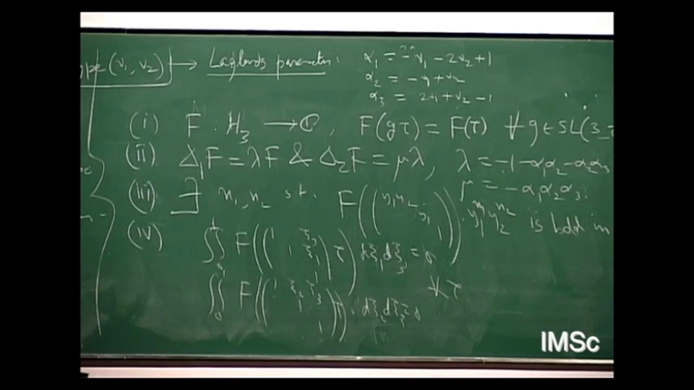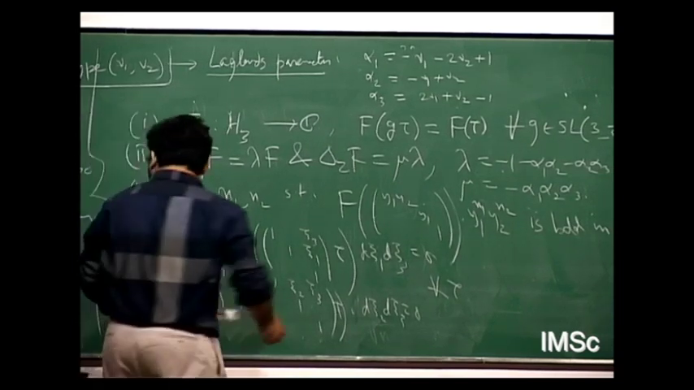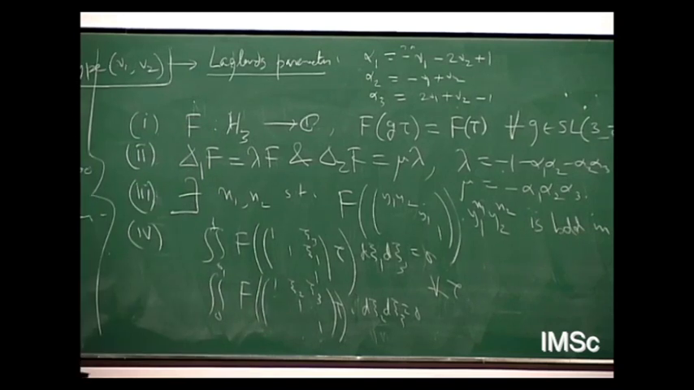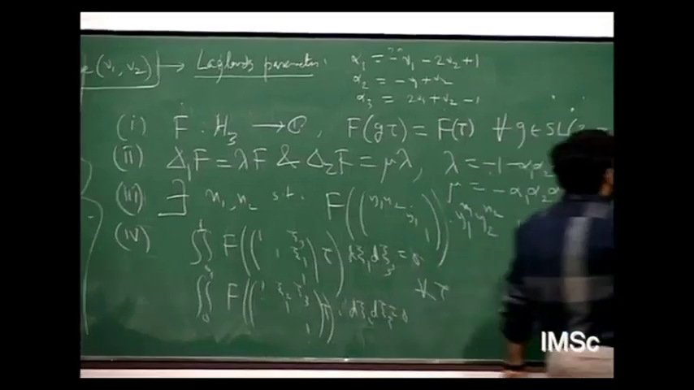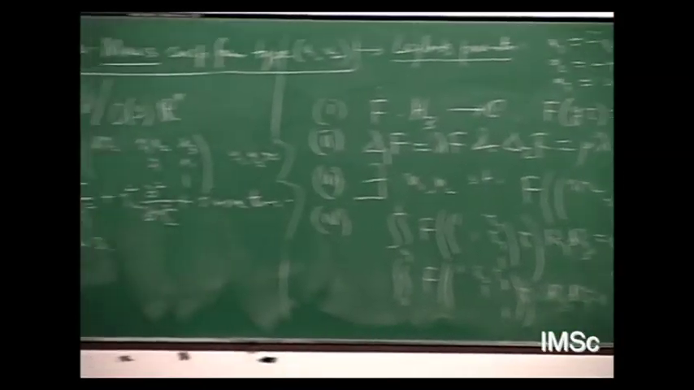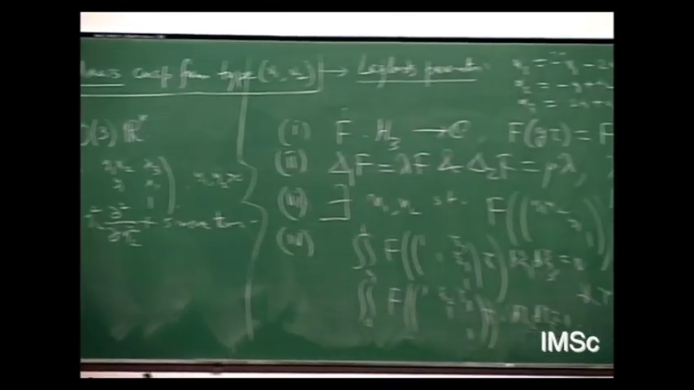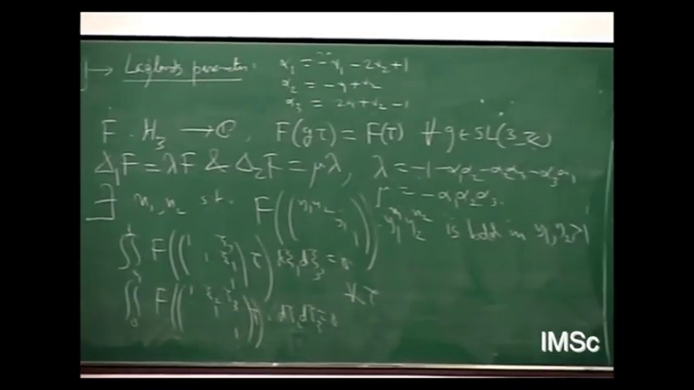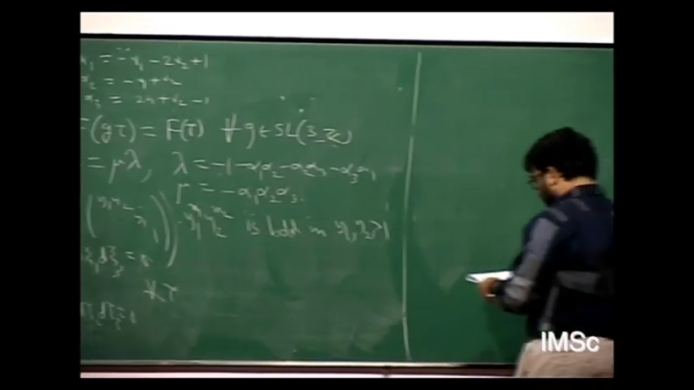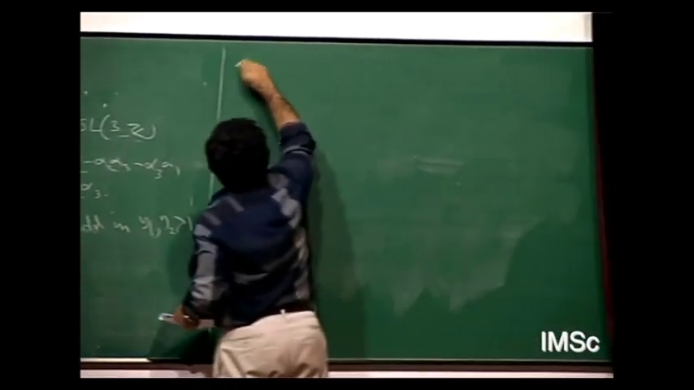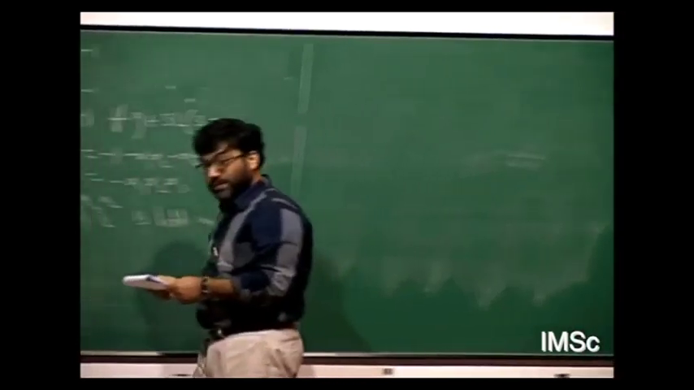Okay, so that's the definition of a Maass cusp form of type nu1, nu2. Now to introduce arithmetic, we define Hecke operators. I'll just tell you in one second what it is. So Hecke operators are coming from double cosets, right?